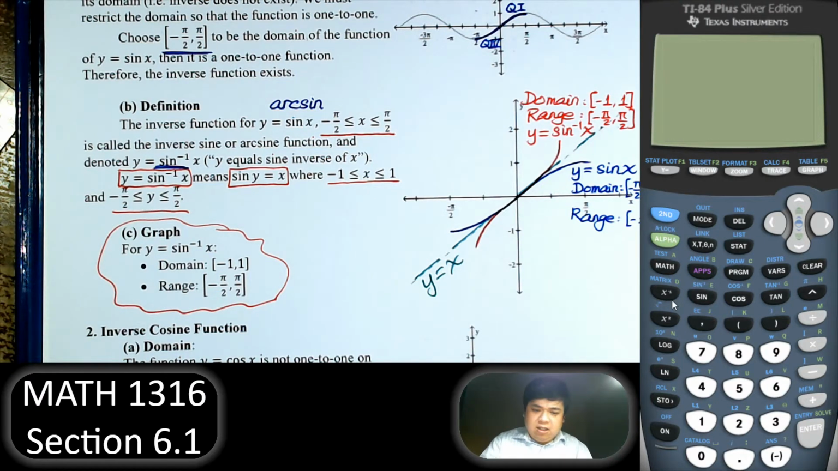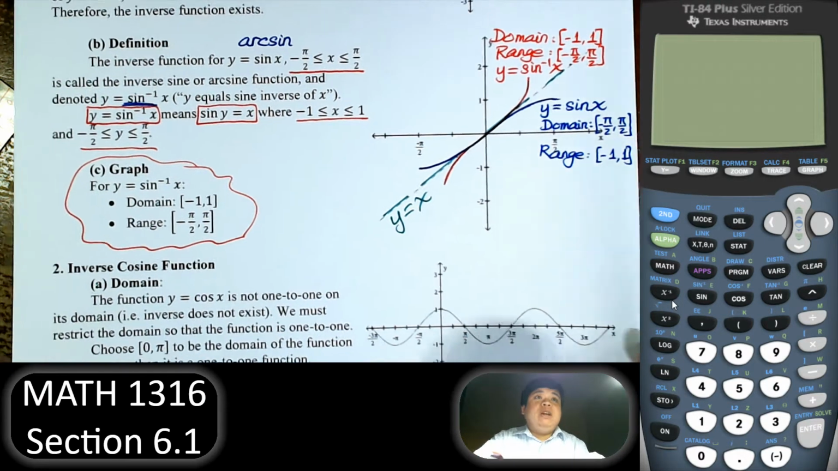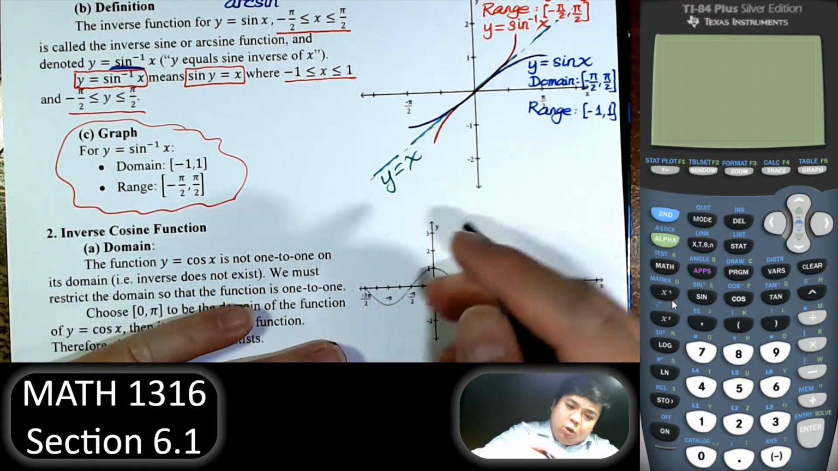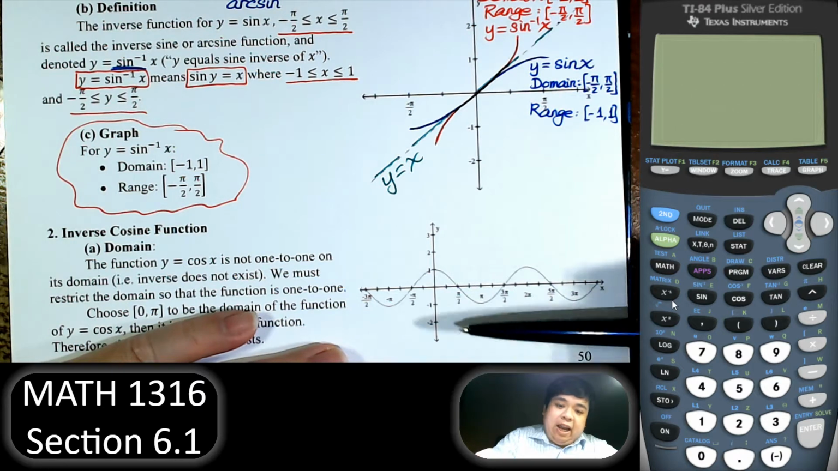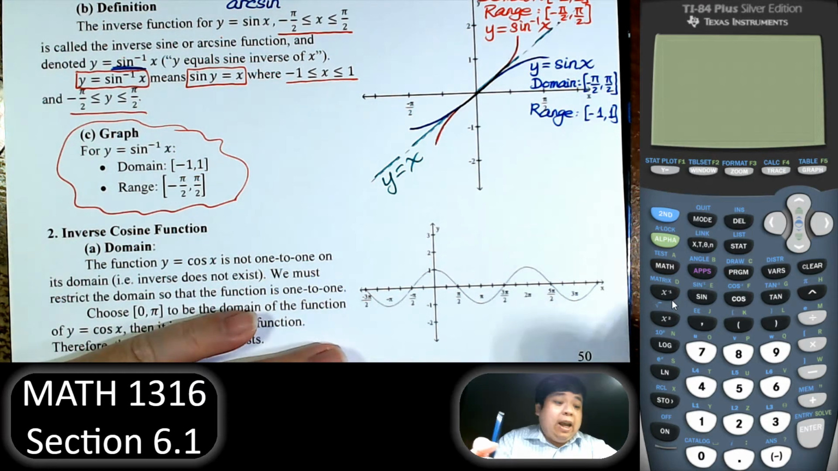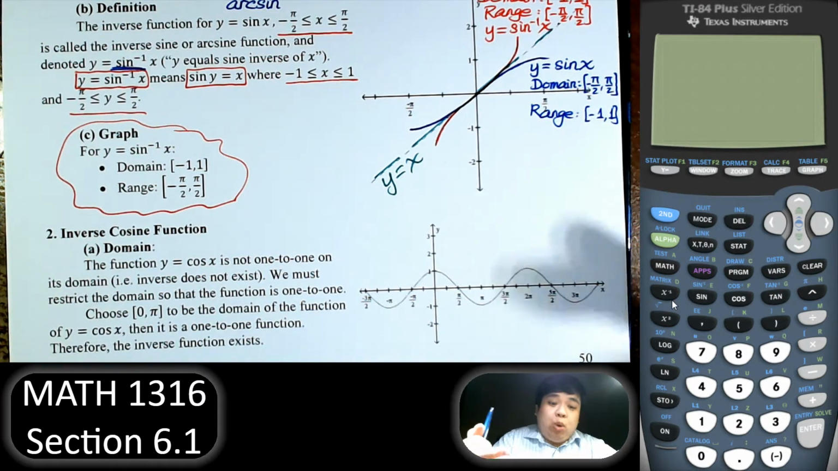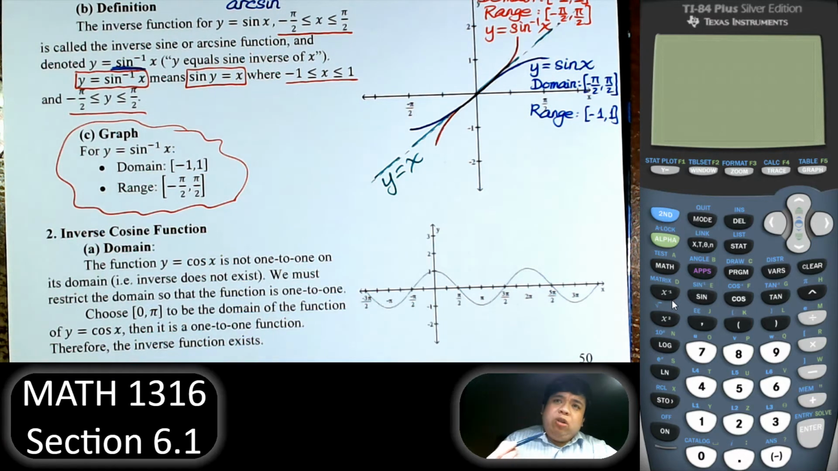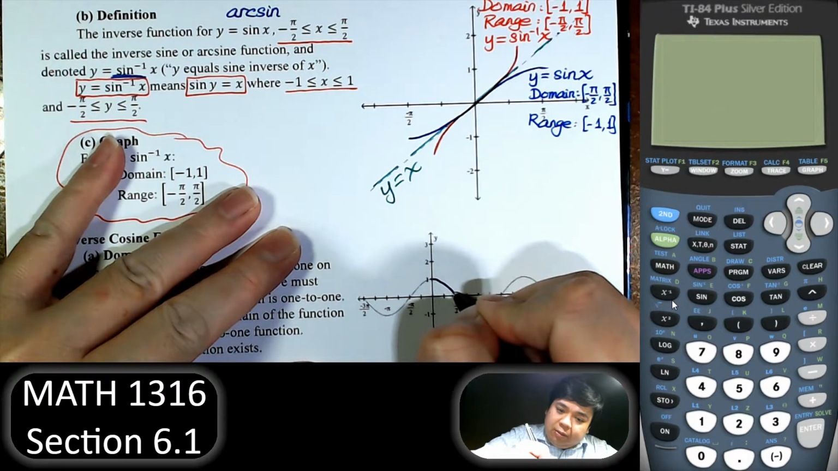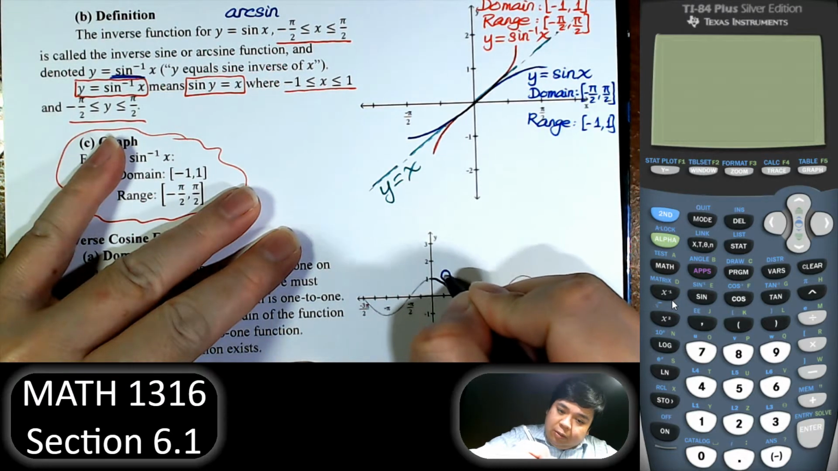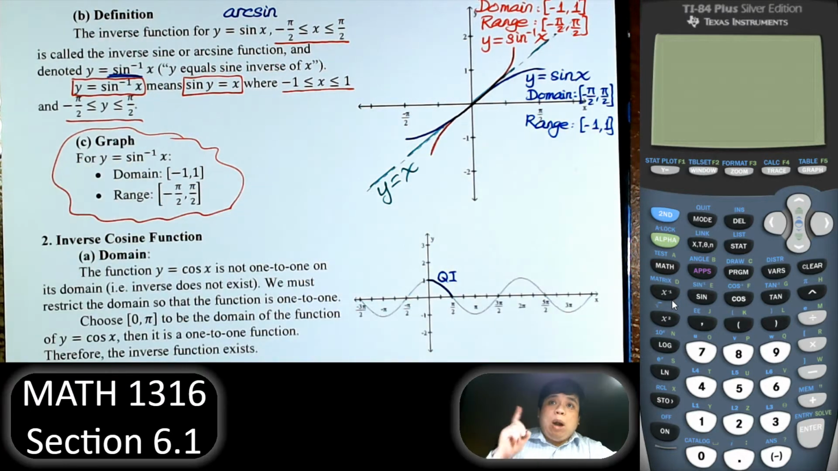Next, how about the inverse cosine function? Now the inverse cosine would look like this. Y values from negative 1 to 1, and of course a periodic function cannot be 1 to 1, so we have to restrict the domain. The way we restrict the domain is this. We always take the first quadrant, and then we choose one more quadrant.